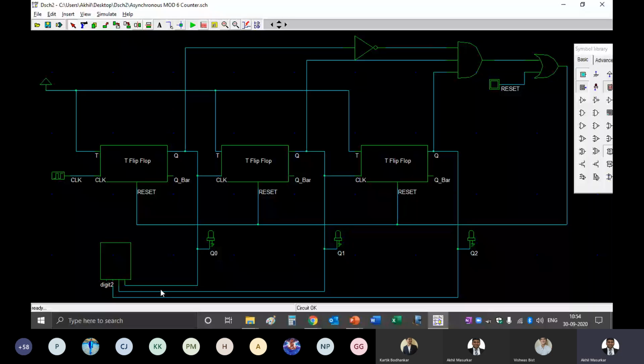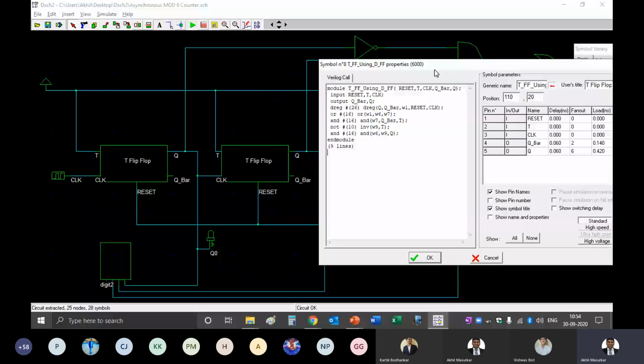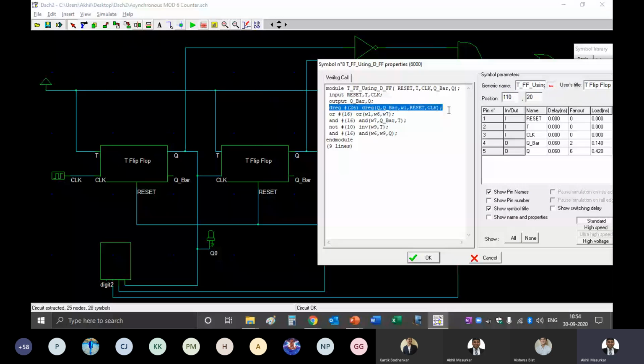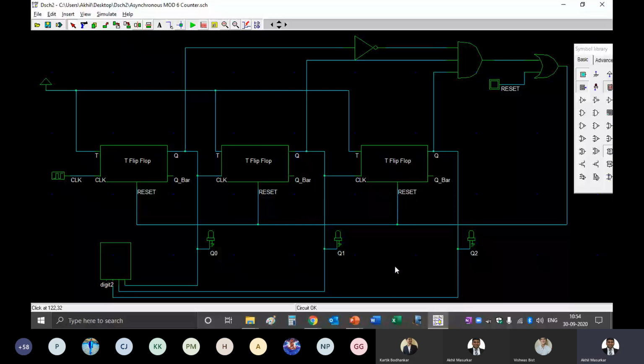Okay, any doubts in this? So in this particular circuit, I have used a T flip-flop. I have used a T flip-flop in which there is a D register. So this T flip-flop is actually a flip-flop with a D flip-flop inside. And now why I have done it? Because I also tried for a long time.